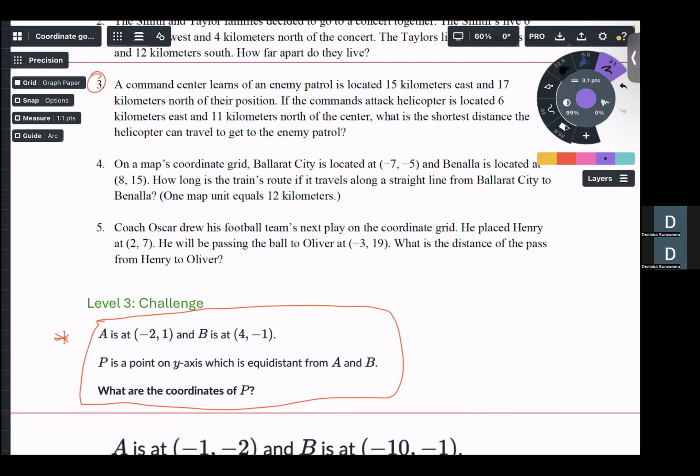Okay, let's go through 3. I think everyone's done it from what I've seen.